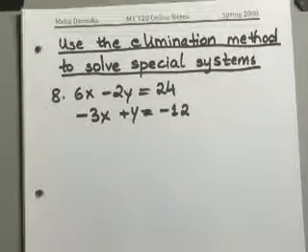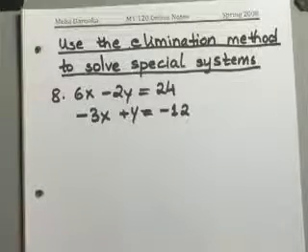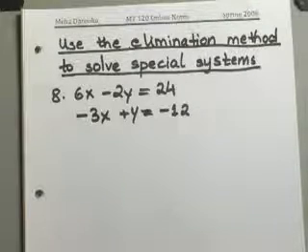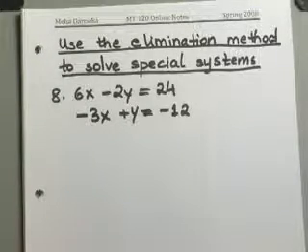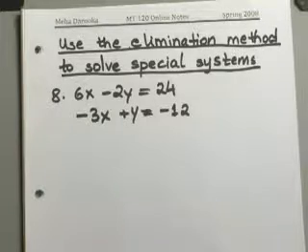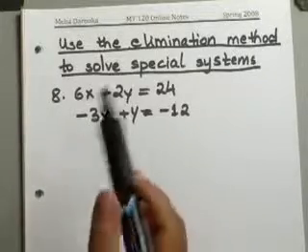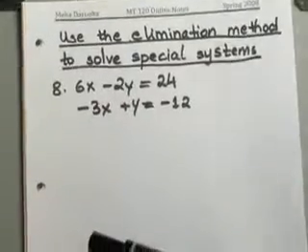Now again, remember, your special systems are where the two lines are either parallel or the two lines overlap. They're the exact same line. So let's go ahead and look at this system here. You have 6x minus 2y equals 24, and negative 3x plus y equals negative 12. And we want to decide which one of the two special systems this is. You're still using the elimination method, so you want to see which variable you want to eliminate. It looks like you will have to multiply one of the two equations by a number to eliminate it.